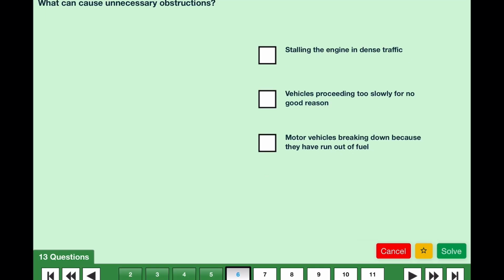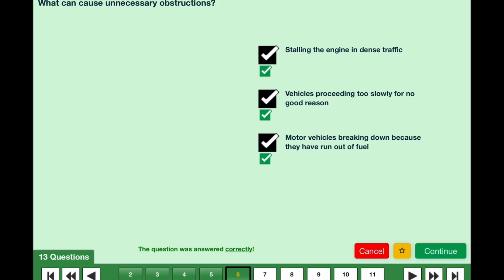Moving to number 6. What can cause unnecessary obstructions? Stalling the engine in dense traffic. Vehicle proceeding too slowly for no good reason. Motor vehicle breaking down because they have run out of fuel. So 1, 2, and 3 are also the right answers.